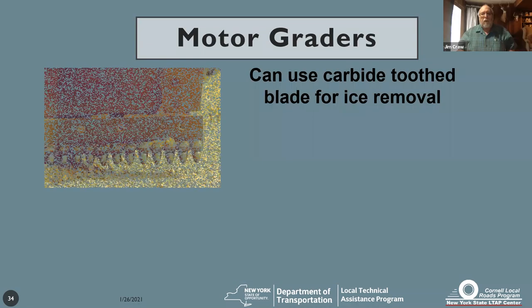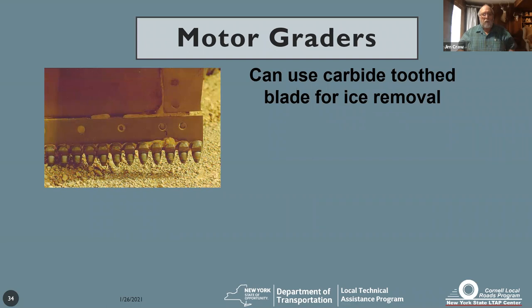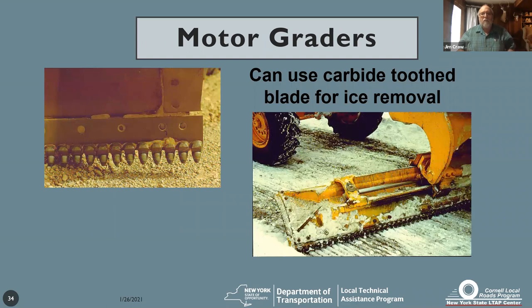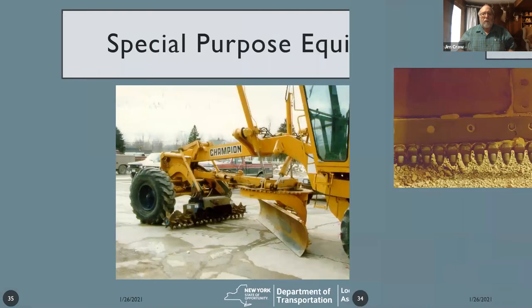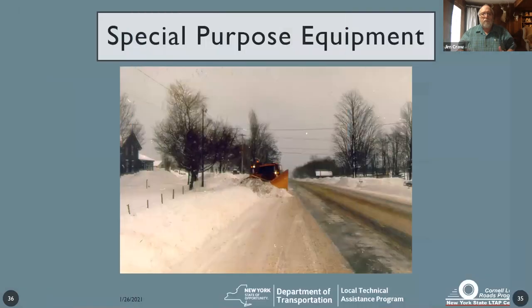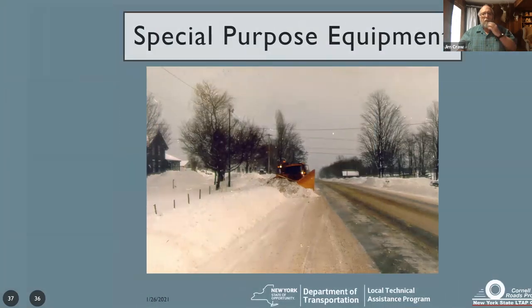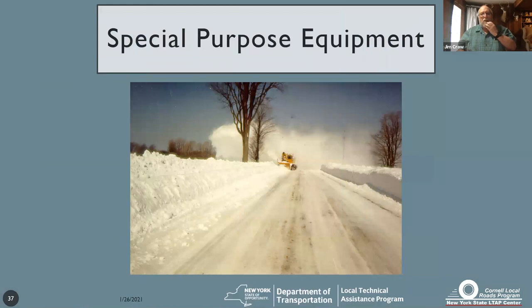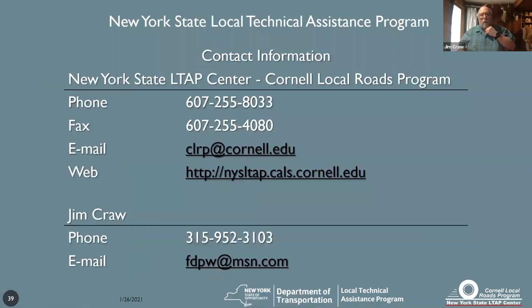Motor grader, different types of teeth. I'm pretty much out of it here. This is just good for hardback. Another example of the same thing. There's rotary, and then your V plows. And then your blowers. If you start blowing, then you have to blow forever, because you can't plow it after you blow it.